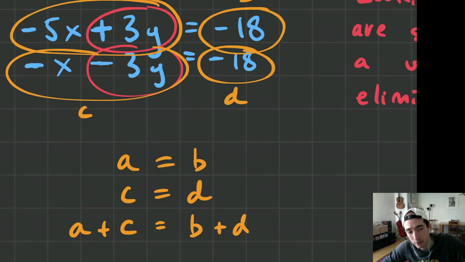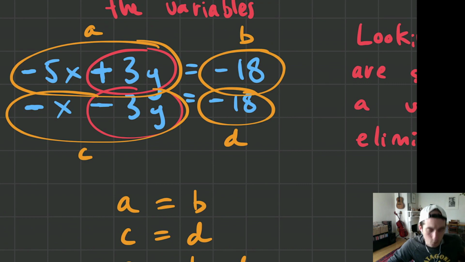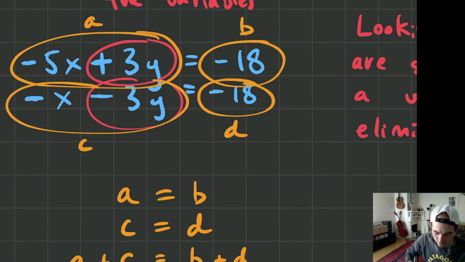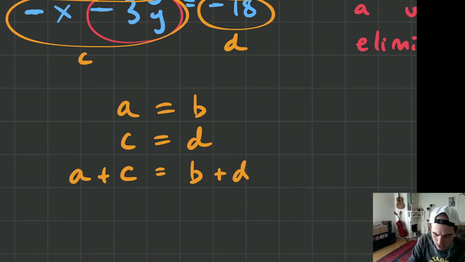This isn't typically the way you would solve this if you were just doing it. You wouldn't have to name A, B, C, and D. I'm just trying to illustrate what we're doing. This A, B, C, D stuff is purely for your learning and your understanding. It's not what we actually do as a procedure. I'm just saying this is why this works. So if A and B are equal and C and D are equal, then A plus C is equal to B plus D.